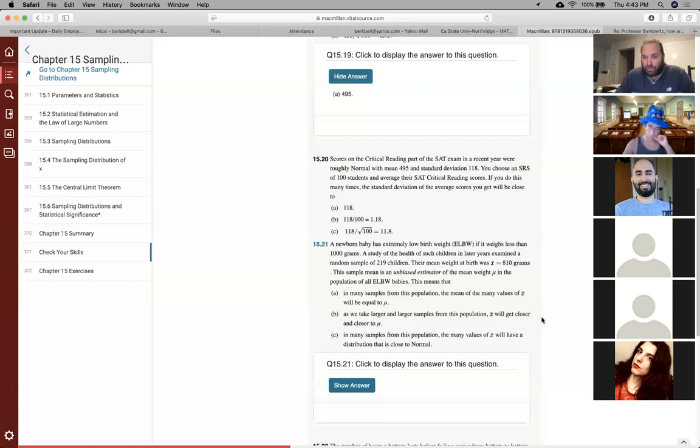Well, B has a different name. What do we call B? We gave a name for B. As we take larger and larger samples, X bar will get closer and closer to mu. We call that something. Anyone recall the name we gave to the property for B? No, forget about biased or unbiased. What do we call B? We called it last week or Tuesday. We gave this a name.